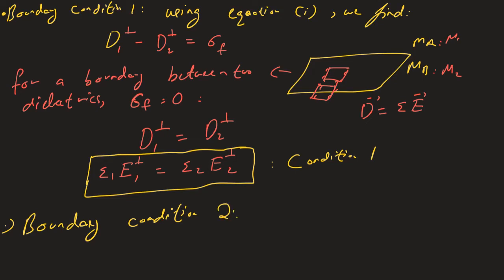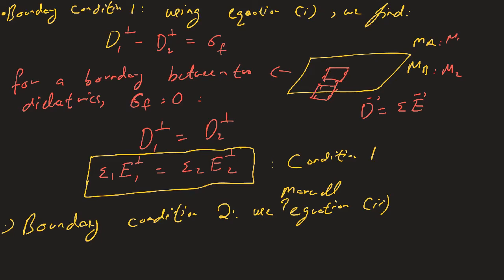Now, for the second boundary condition, we will use Maxwell equation 2. And what's Maxwell equation 2? It's just the surface integral of B dot dA is equal to 0. By the same logic, just as with the surface integral where the right-hand side gave you sigma f, in this case you will get 0.